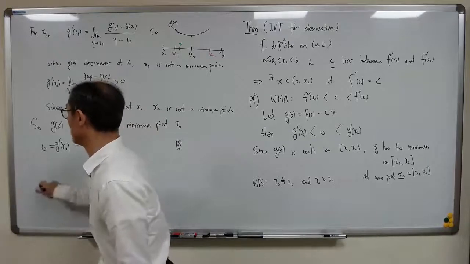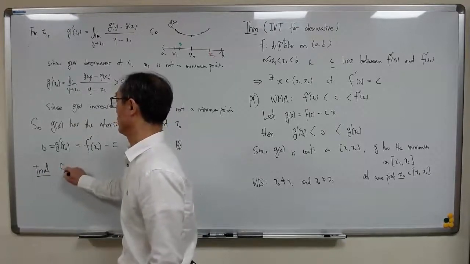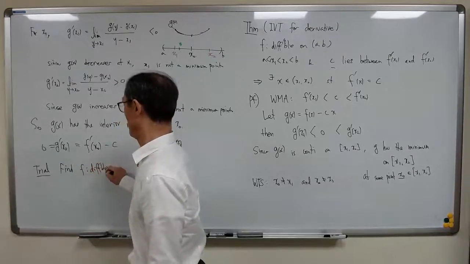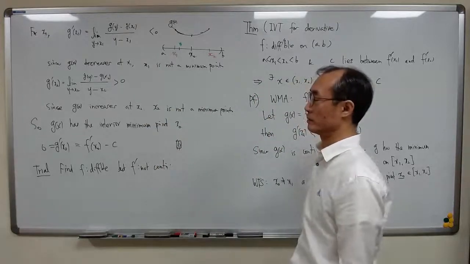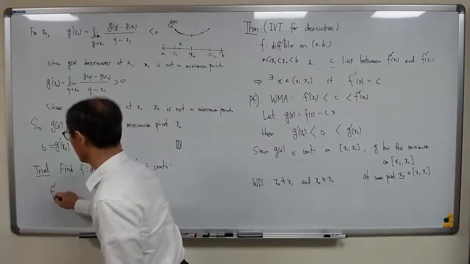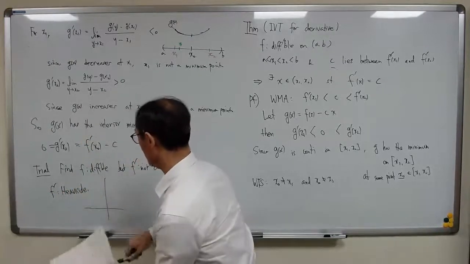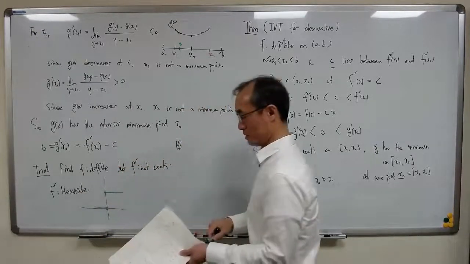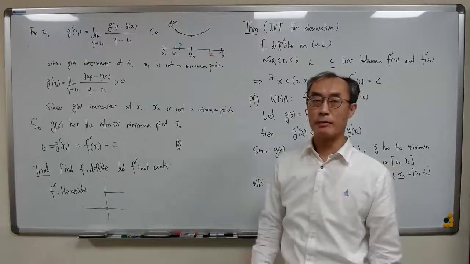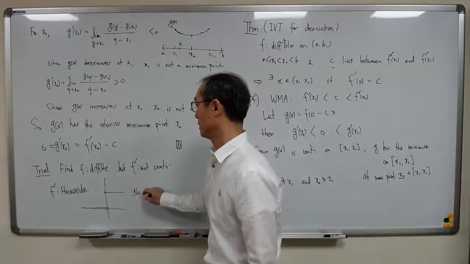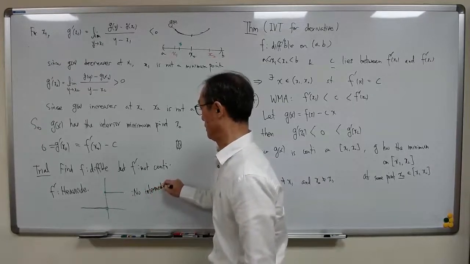Let's go back to the previous trial. We want to find a function f which is differentiable, but the derivative is not continuous. We have to find such an example. And our trial was the choice of the derivative f prime as the Heaviside function, which has a jump discontinuity like this. This function, the Heaviside function, does not have the intermediate value property.